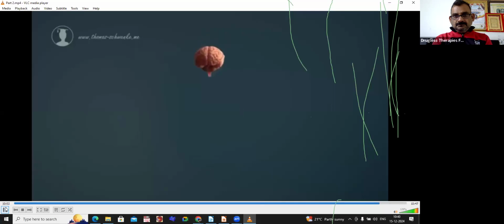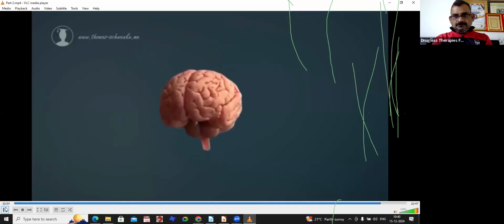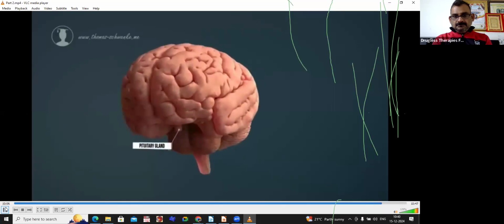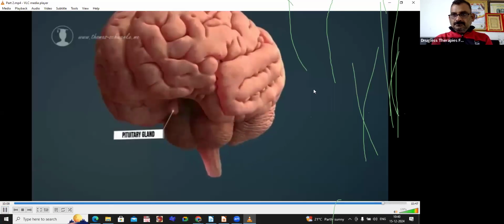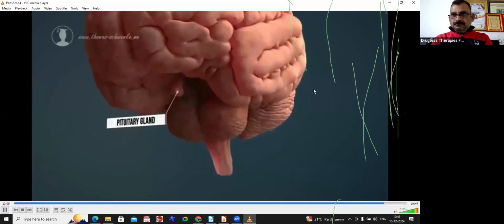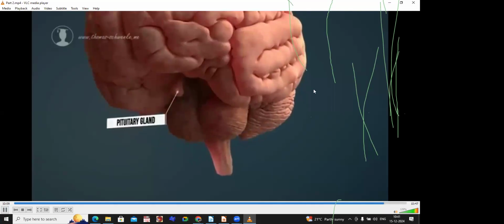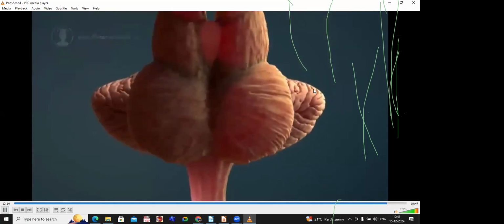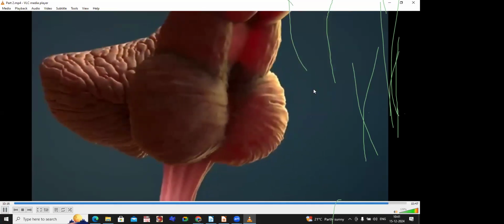Many other areas, such as the pituitary gland, which is part of the diencephalon, are just as important. The pituitary gland is responsible for our hormone regulation and thus for growth, reproduction, and metabolism.